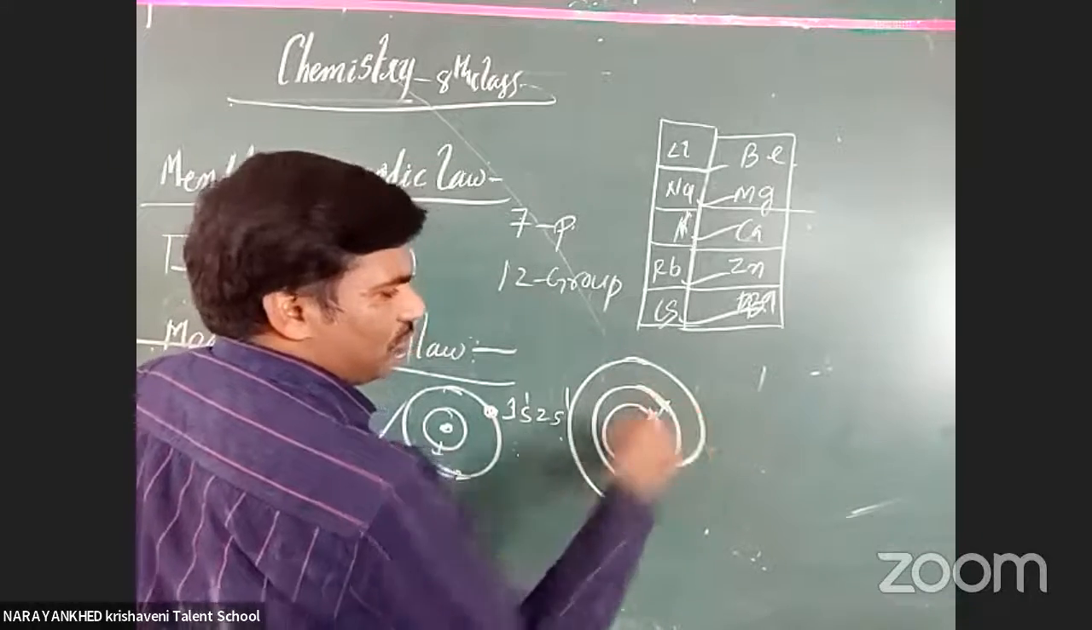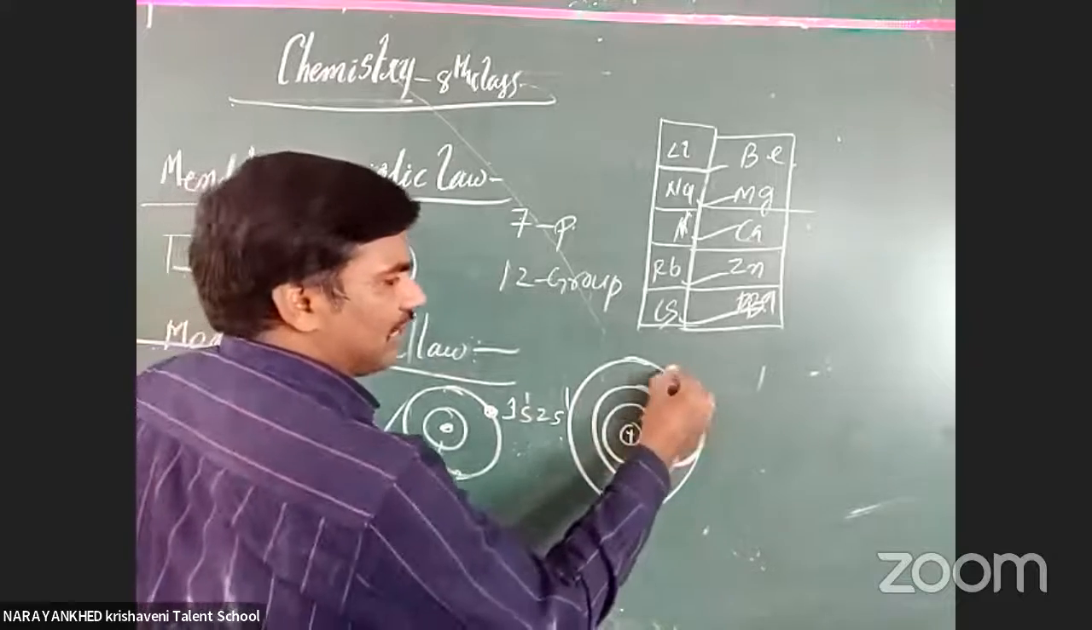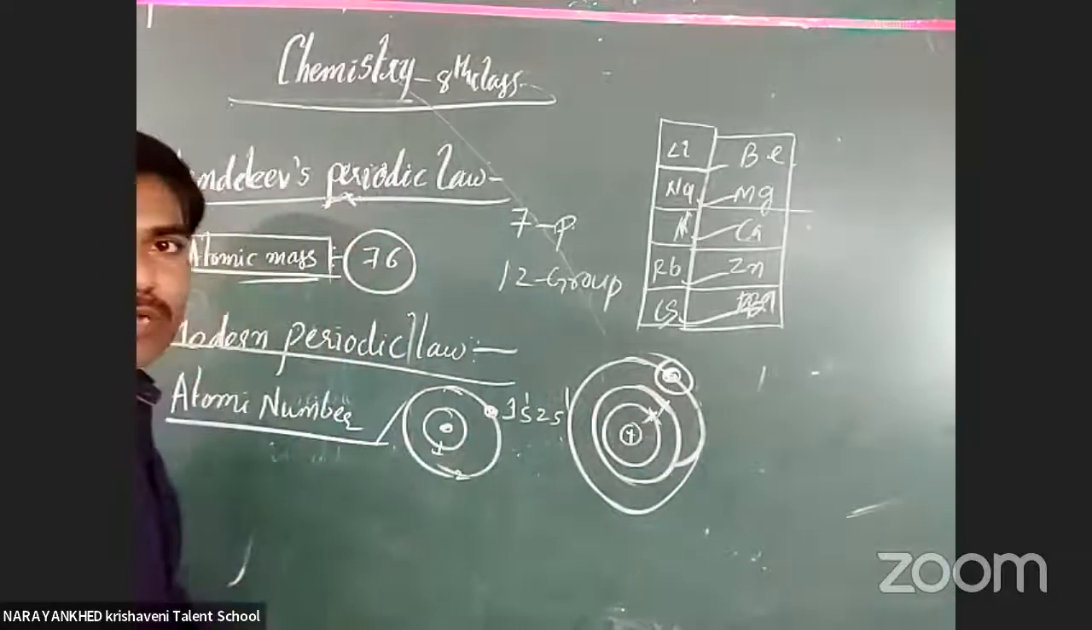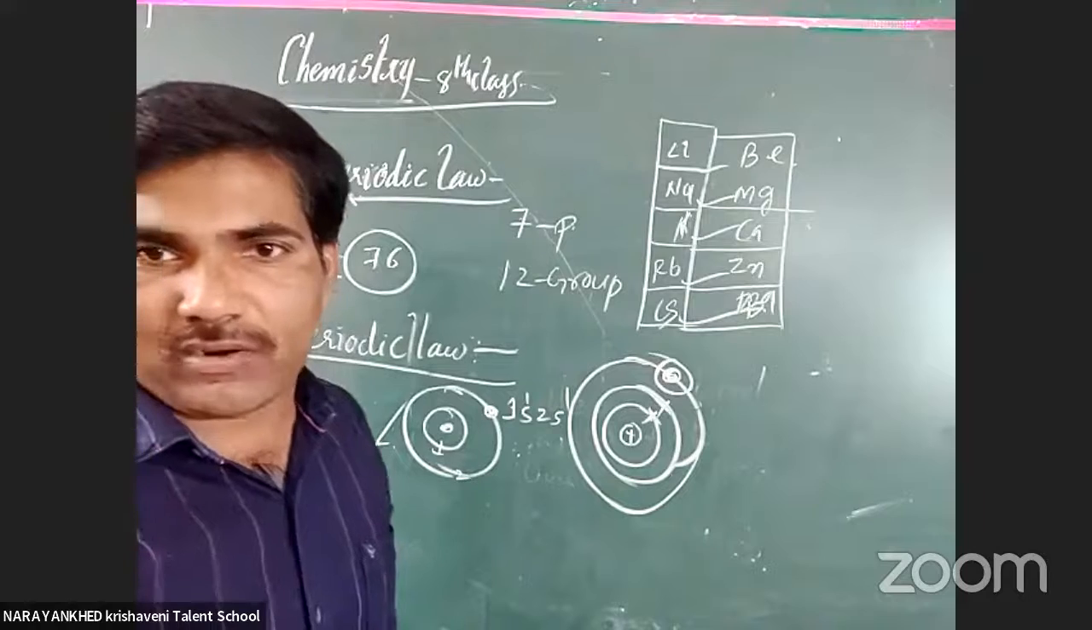When you consider sodium, it contains a total of 3 orbits. The first two are totally filled. The last one contains only one electron.